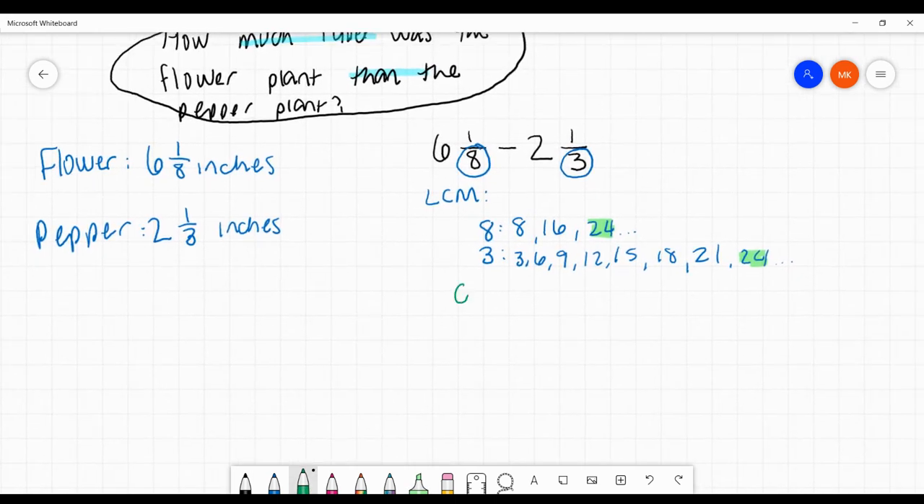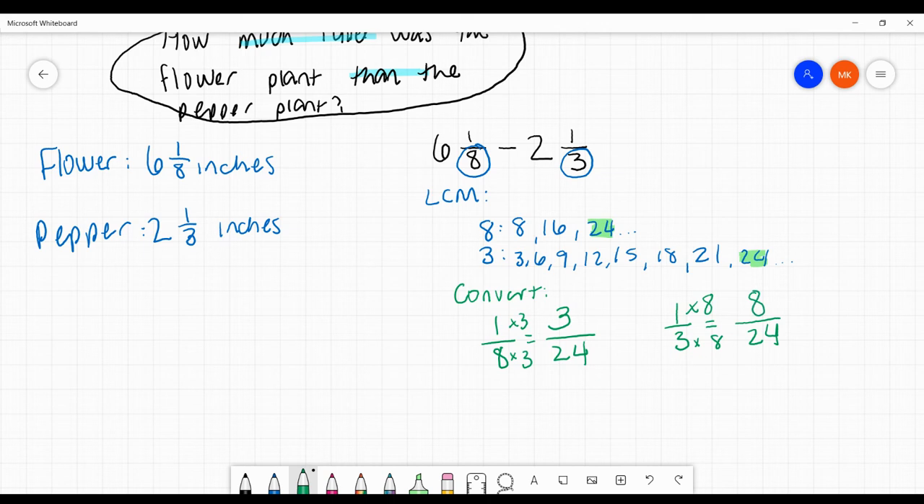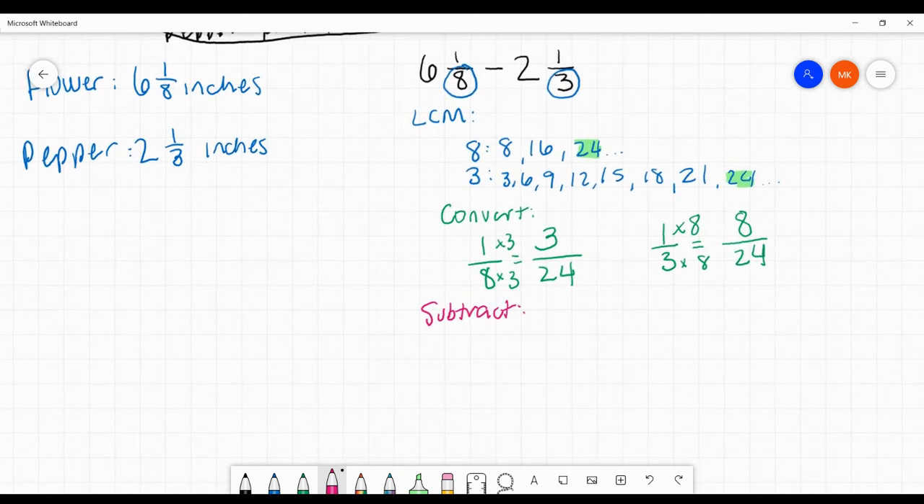I know I'll need to convert 1 over 8. If I want it to have a denominator of 24, I have to multiply 8 by 3. Whatever I do at the bottom, I do at the top. And I get 3 over 24. For 1/3, denominator of 24, 3 times 8. So I'll do the same to the top. 1 times 8 is 8. My next step is to subtract. I'll bring down my whole numbers. So 6, 3 over 24 minus 2, and 8 over 24.